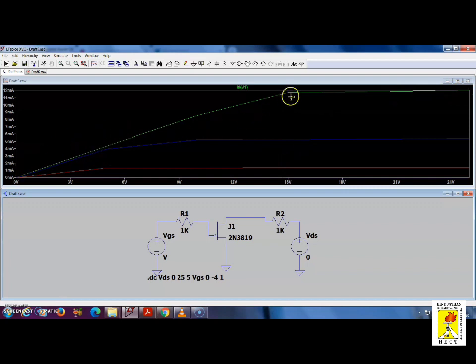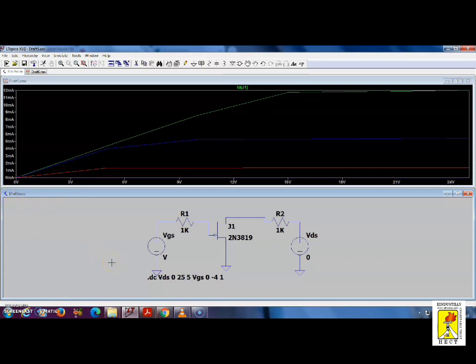After this it is saturating here, the straight line representing saturation. Here you can refer to this red line, it is saturating and maintaining constant over this period. So this is how we have to measure the drain characteristics of a junction field effect transistor, and this is the maximum IDSS.